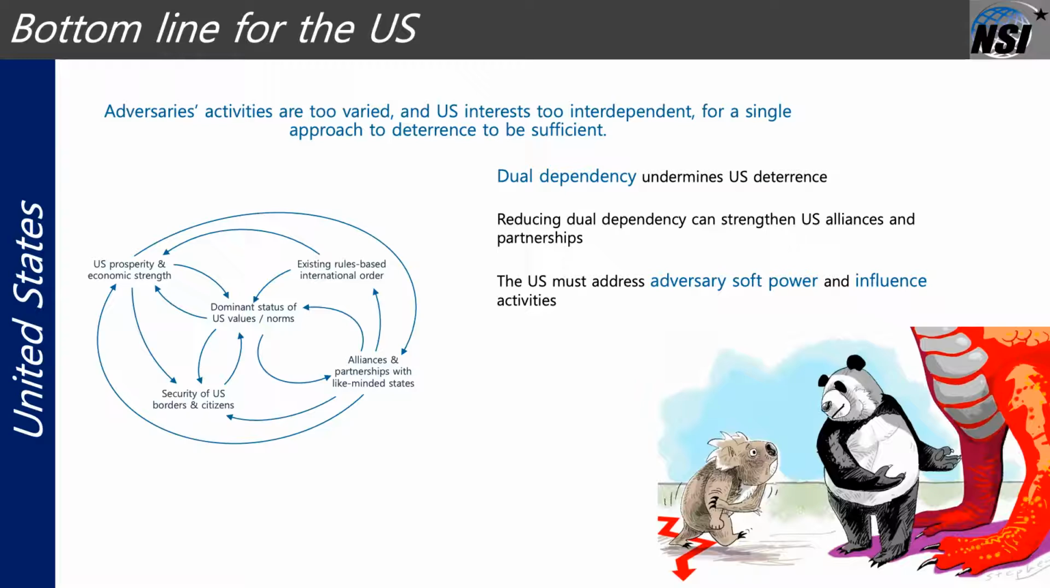When considered in light of adversary activities and interests, one key implication of this emerges. Adversaries' activities are too varied and US interests too interdependent for a single approach to deterrence to be sufficient. Actors, especially those who are not status quo powers, simply do not thrive in the international system unless they are agile, creative, patient, and at some level sneaky about how they protect and pursue their interests.